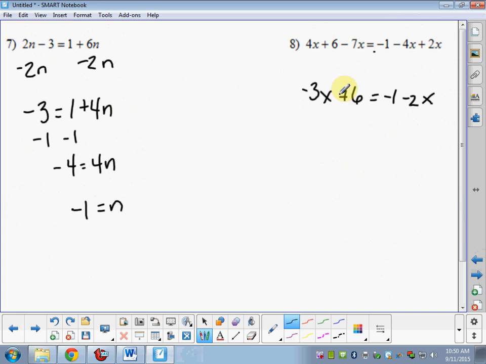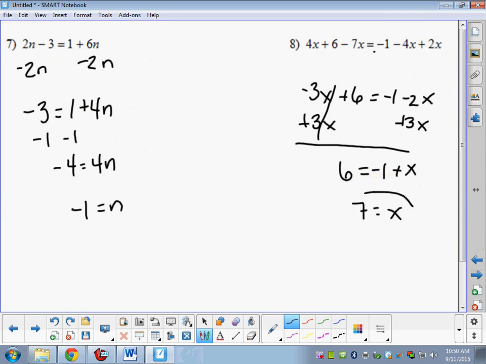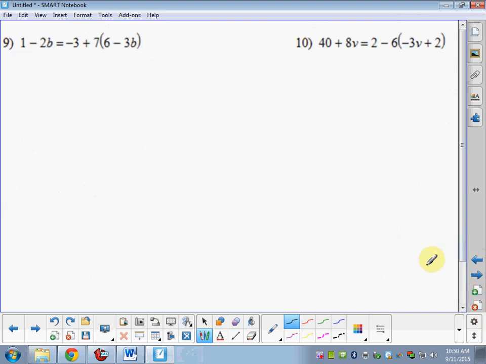From here, again, I want a positive variable. If I add 2x, I'm going to have a negative x, whereas if I add the 3x, I would have a positive x. So I'm going to choose to add the 3x. If you did it a different way, it would still 100% be the same answer. This is just the way that I like to do my equations. So now I have a positive x here. And then when I add the 1 over to cancel that out, I just end up with 7 equals x. And because that's a positive x, I have my answer right there. I don't need to worry about dividing a negative out.